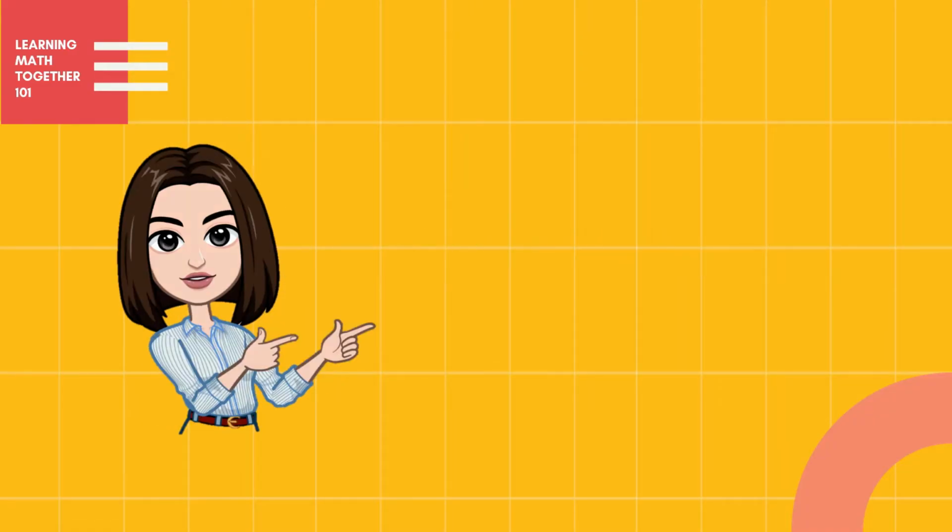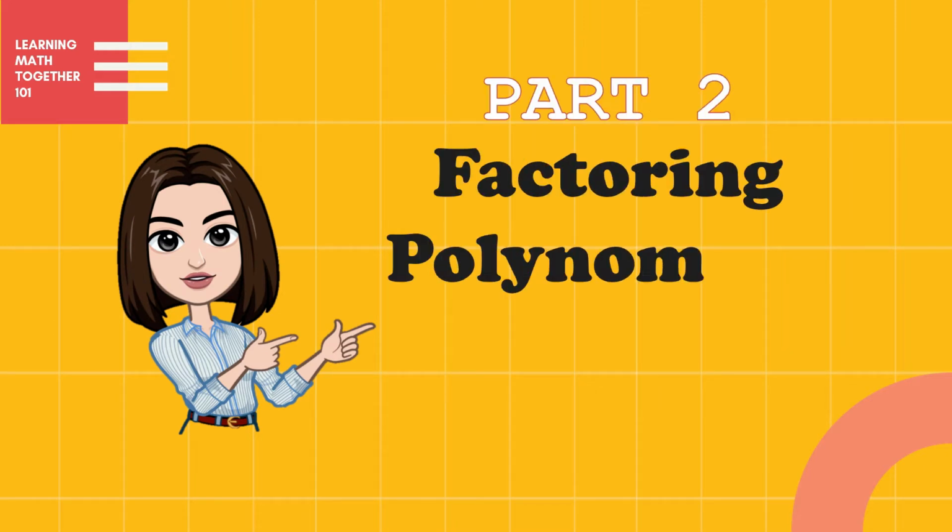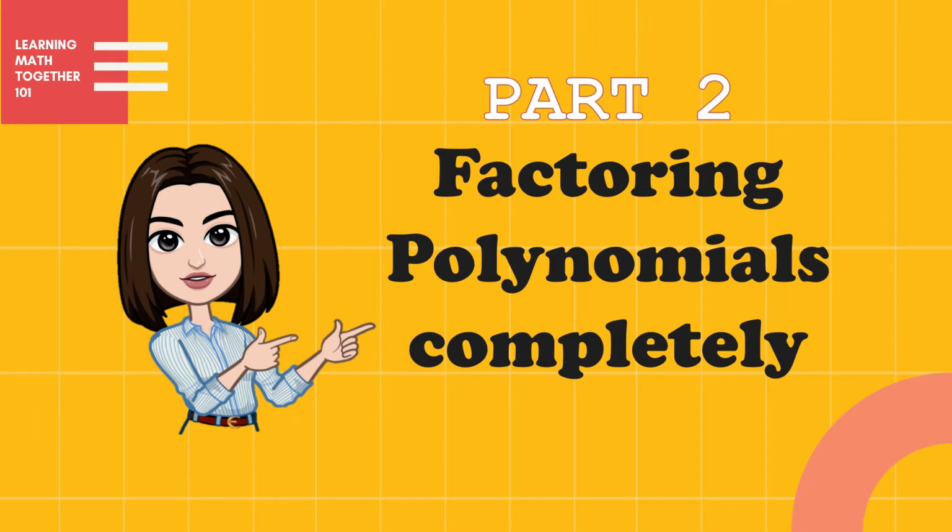Hello, everyone. This video is part 2 of factoring polynomials completely. In this discussion, I'll give you another example on how to factor polynomial functions wherein the given polynomial function has no constant term. I'll be teaching you how to solve for that. Let's go to the first example.